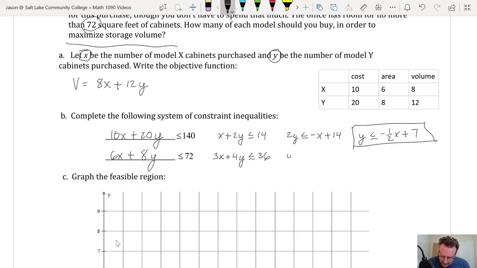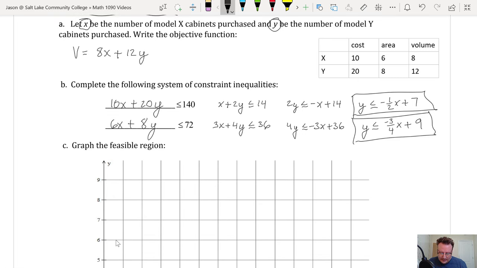Solve this second inequality for y. I get 4y is less than or equal to negative 3x plus 36. So y is less than or equal to negative 3/4 x plus 36 divided by 4, which is 9. There we go. Okay, so I've transformed the inequalities into slope-intercept form, and I can plot these much more easily now.